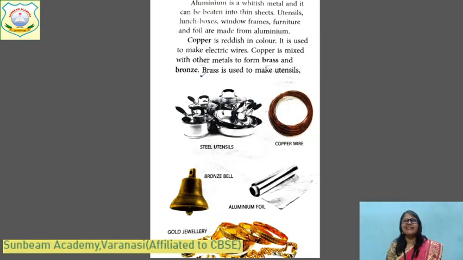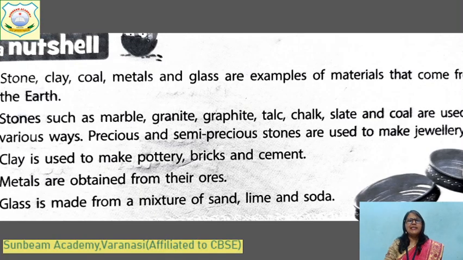You can see here, copper is mixed with another metal to form brass. Okay, and bronze. Brass is used to make different types of utensils, and bronze is used for temple bells, and many jewelries are made of gold and silver. Yes, stone, clay, coal, metal, and glass are the examples of different types of material. These all come from the earth.